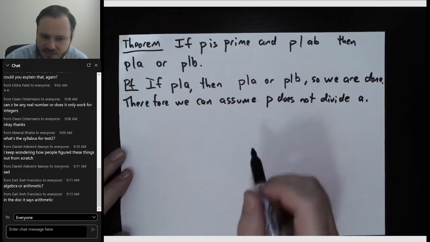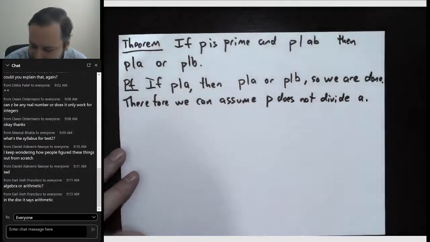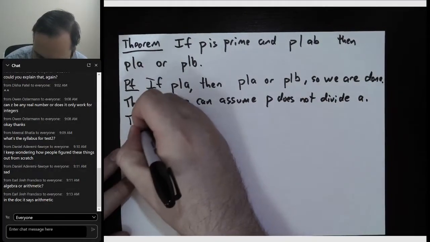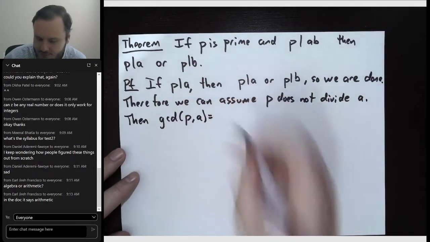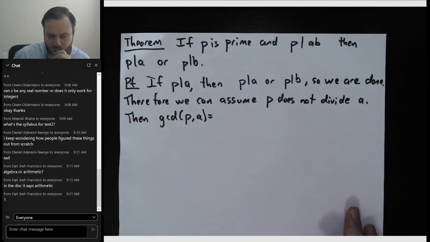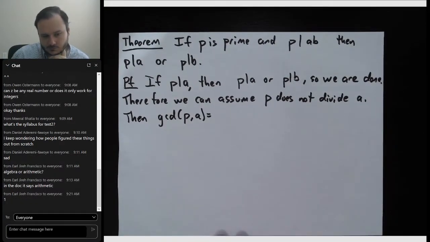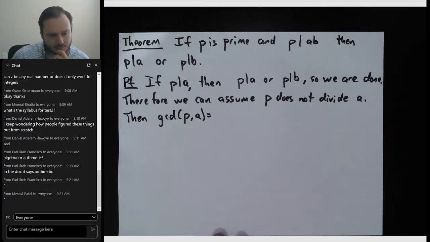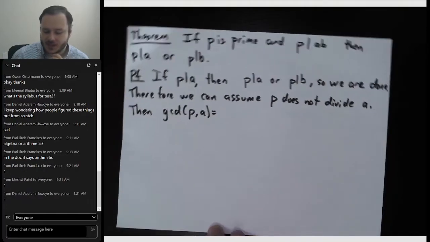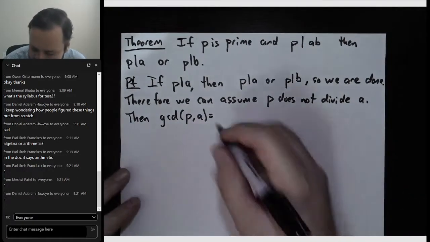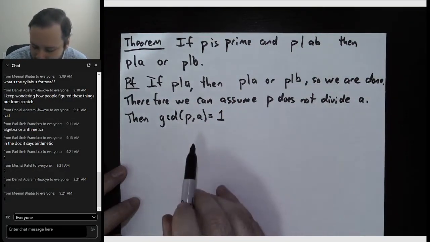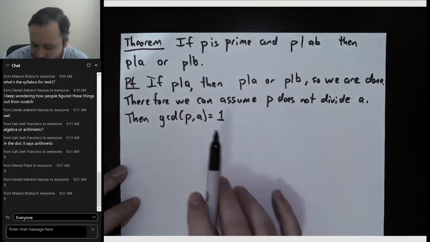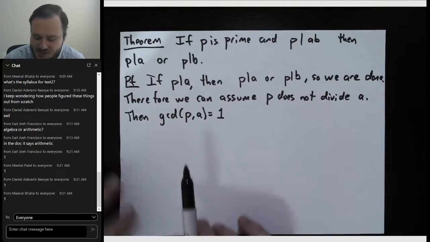If P doesn't divide A, and P is a prime number, what is the GCD of P and A? Yeah, good. Seeing a couple ones in the chat. Then the GCD of P and A is 1. So this is a tricky step, but it's a common step, so it's a good one to see.